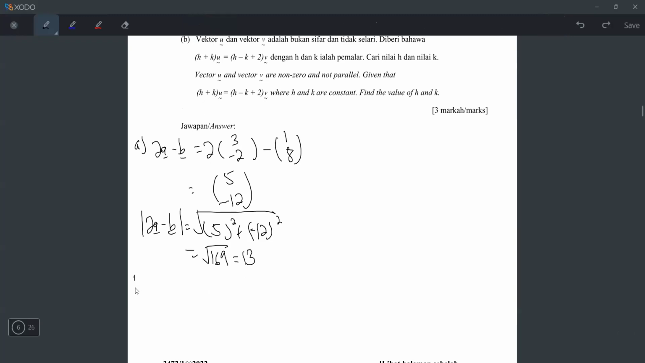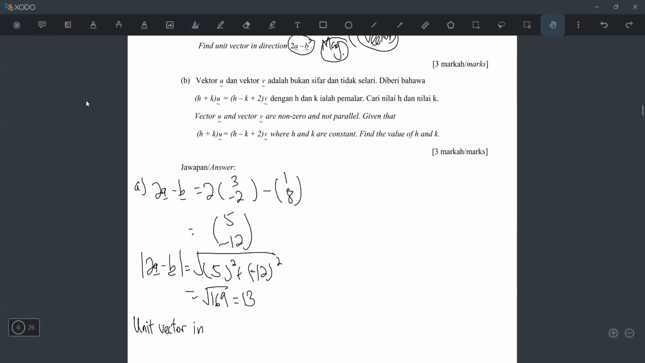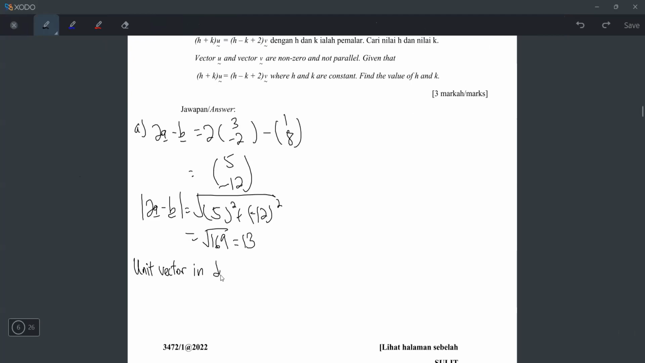But I still have to find unit vector. So finally, I can go find unit vector in what direction? In direction 2a minus b. Okay, the formula is 1 over magnitude, which is 13. I found already, times with the vector, but not 2a minus b. I already say you have to times with the vector, but the vector have to be in terms of ij, which is 5 negative 12. So that's the answer. But if you want to expand, can also.